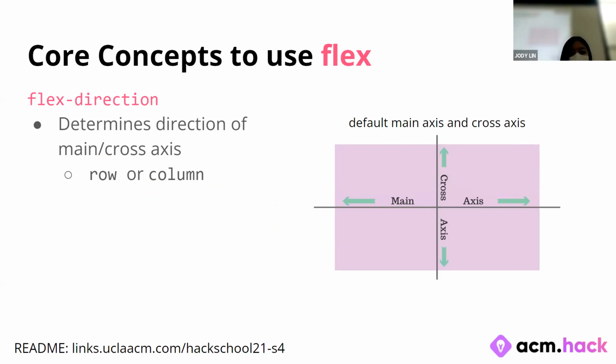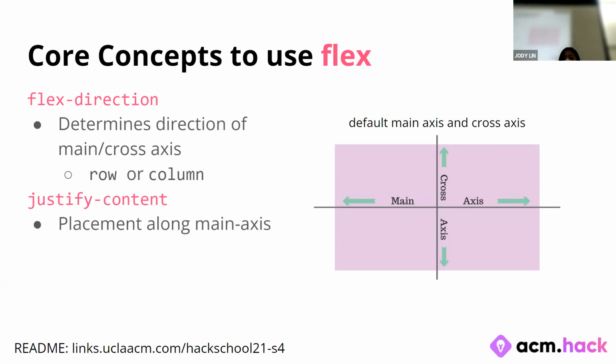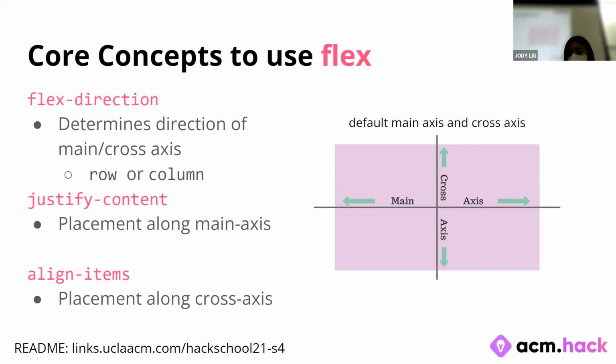and then the cross axis will be perpendicular to that. All right, and then we're going to have a property called justify content. That's going to determine the placement of elements along that main axis. And then align items will determine item placement along the cross axis. So in the default mode, justify content will move things left and right. Align items will move it up and down. And it's really just easier to show you how these work.